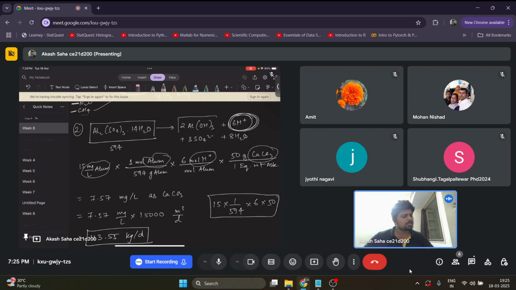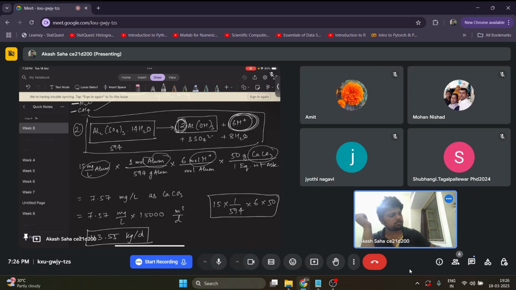That will be based on the molarity of Al(OH)3. So per mole of alum, 2 moles of Al(OH)3 will be produced. So always this formula will be important to find out the concentration or the mass of any chemical in the system. If you know the formula, you can solve it in any way. I hope it is clear. We'll move forward.